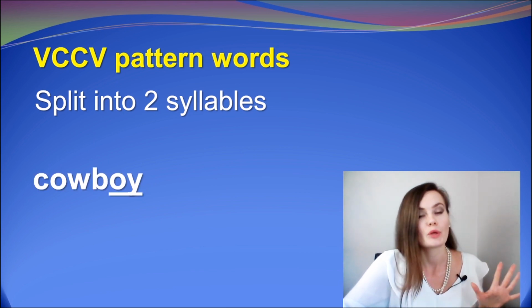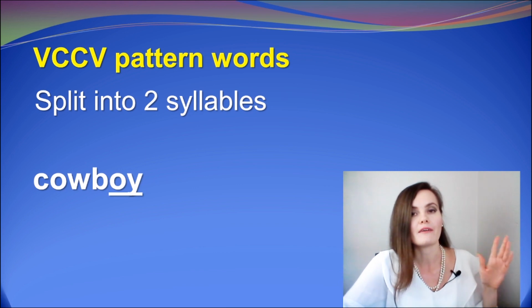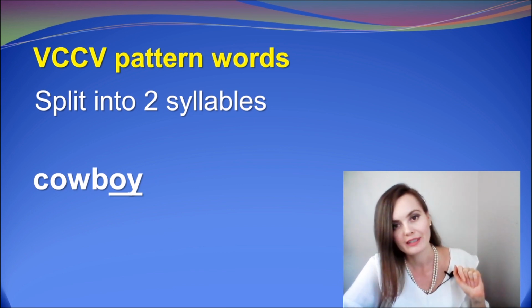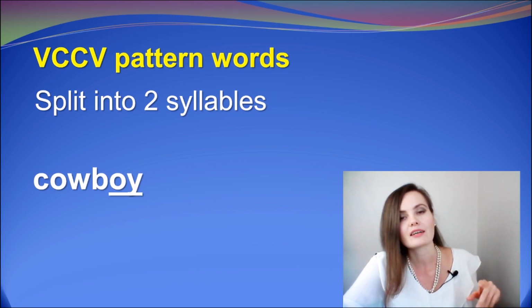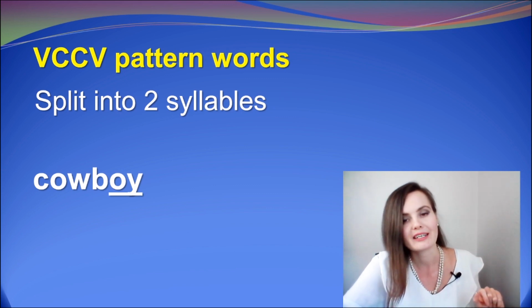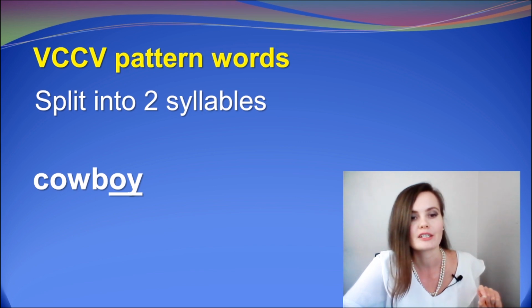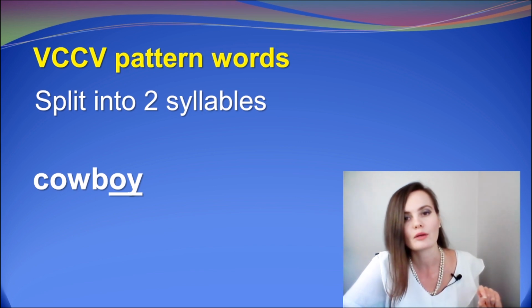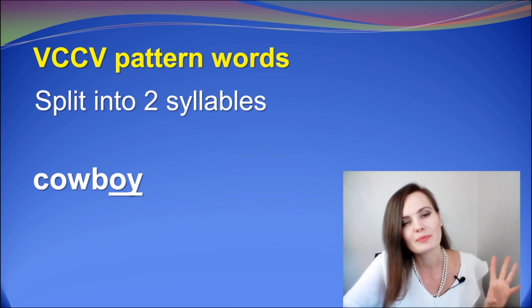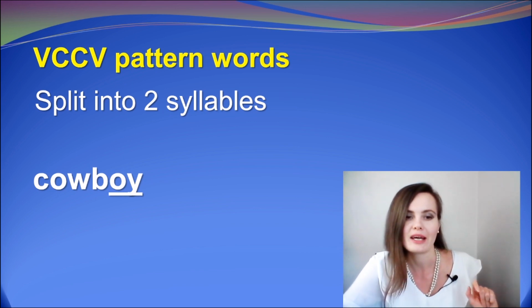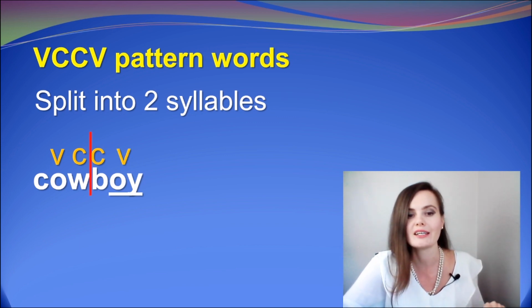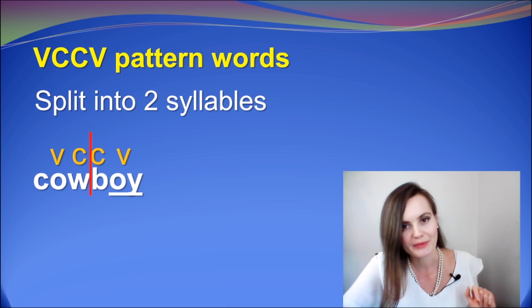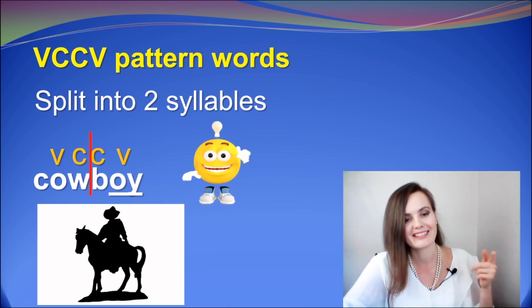Next word. This word, we can split it according to the VCCV pattern, and also we can look at it as a compound word because it consists of the word cow and the word boy. But today we will split it as the VCCV pattern. So let's find the first vowel, consonant, consonant, vowel, split. So we get cow, boy, cowboy, right? So this is a cowboy.